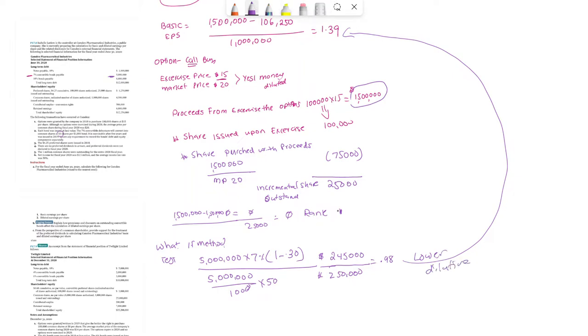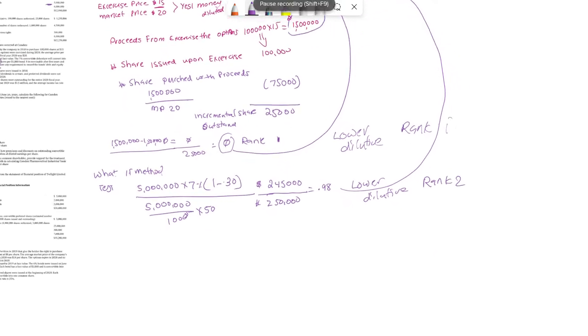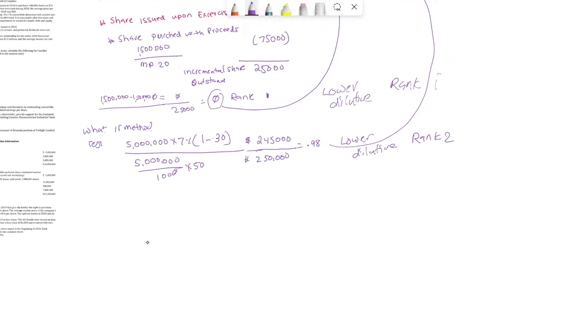Is this lower? Yes, it is lower because 0 will be compared to 1.39. It is lower. If it's lower, it's dilutive. This will be rank number 1, and this is going to be rank number 2. Now let's put it together and calculate the diluted earning per share. That's the number the next question is asking you to do.